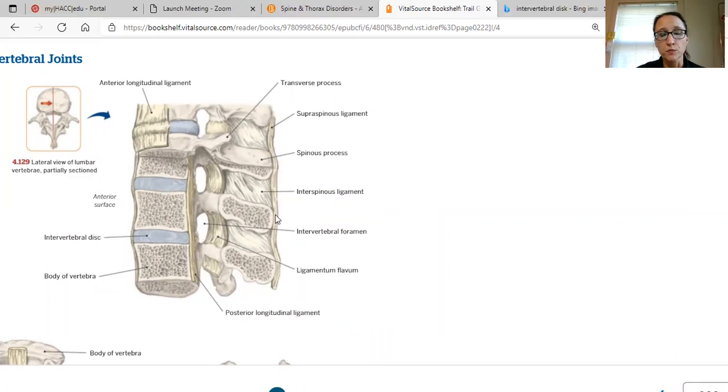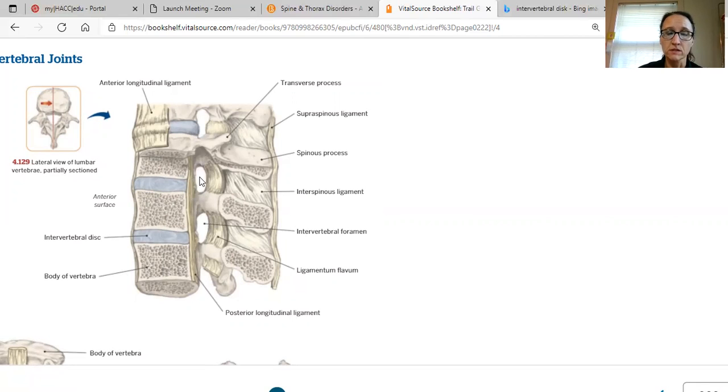Here's the supraspinous ligament, again, more vertical. And you actually have, in between each lamina, a ligament called ligamentum flavum, okay? So these are stabilizing ligaments, and they help to keep the lamina from coming too close together. Again, everything has to keep its spacing in the vertebrae because you need these openings here.